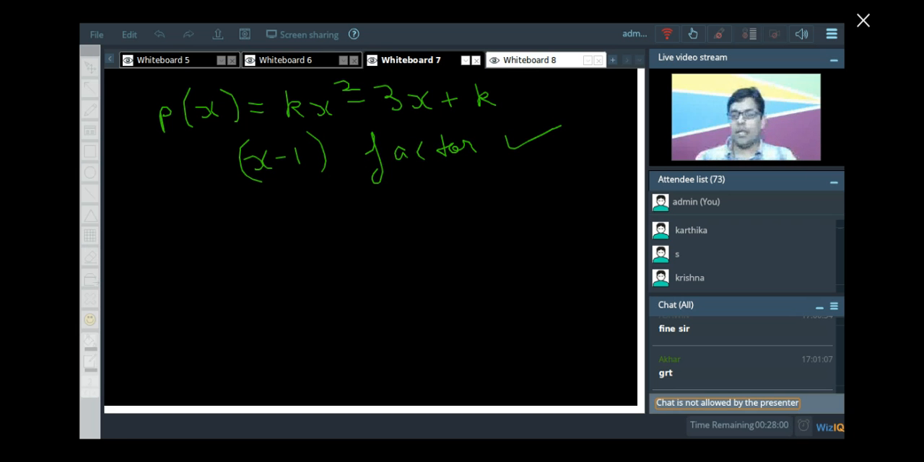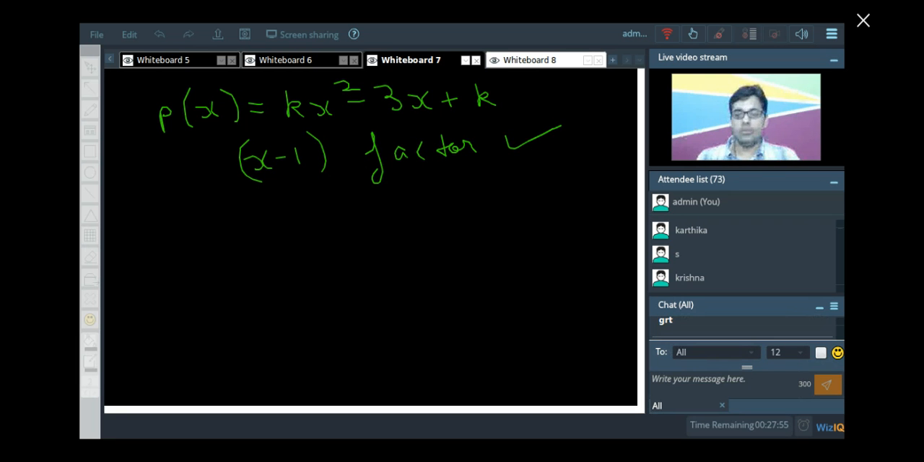If you know the answers, you can just write here in the chat box. Only answers here. The value of k. Waiting for your answers, everyone. You use the factor theorem here by putting x minus 1 as 0, find the value of x as 1, and then substituting this value of x as 1 in this given polynomial p of x, and then find the value of k.